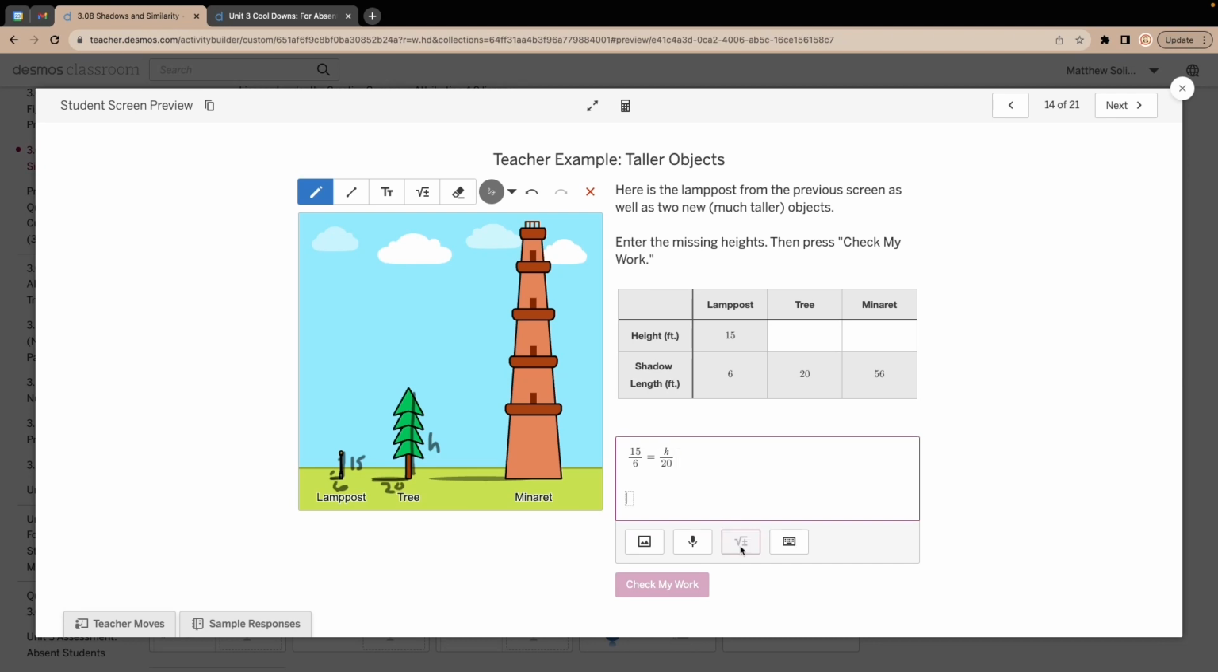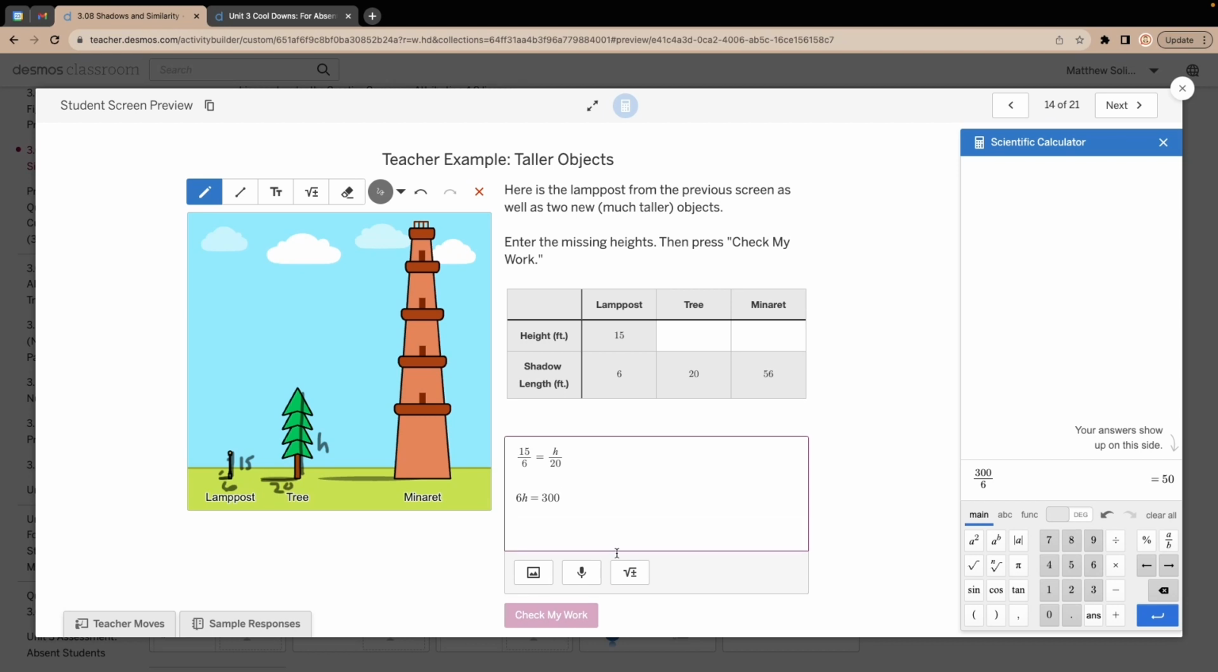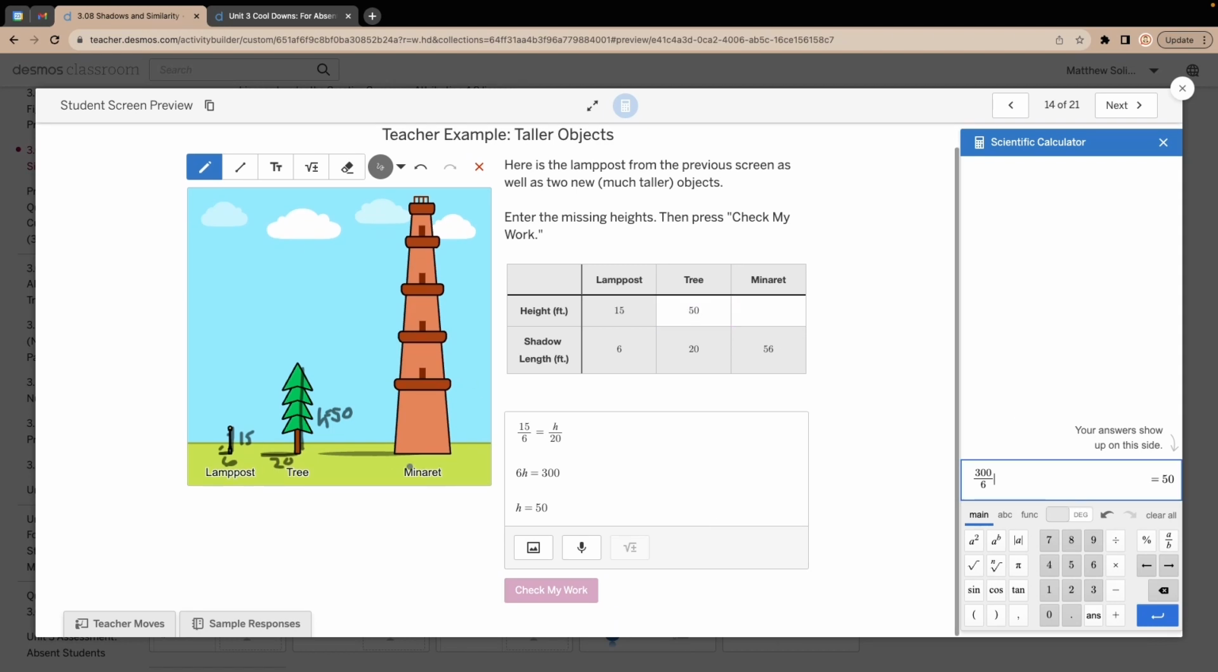And we're just going to cross multiply here. 6 times h is 6h. 15 times 20 is 300. You could use the calculator. Then to solve for h, we're going to divide both sides by 6. So 300 divided by 6 is 50. So the height of that tree is 50 feet. So we're going to fill that in real quick. 50 feet. Now let's find the height of the minaret, basically a big tower.